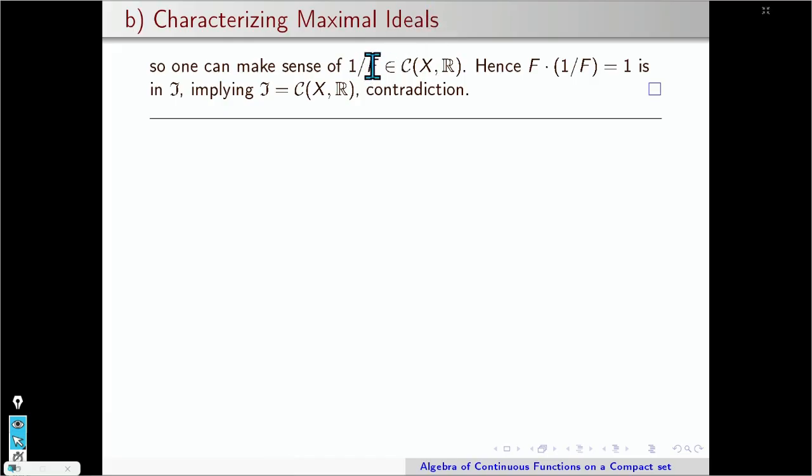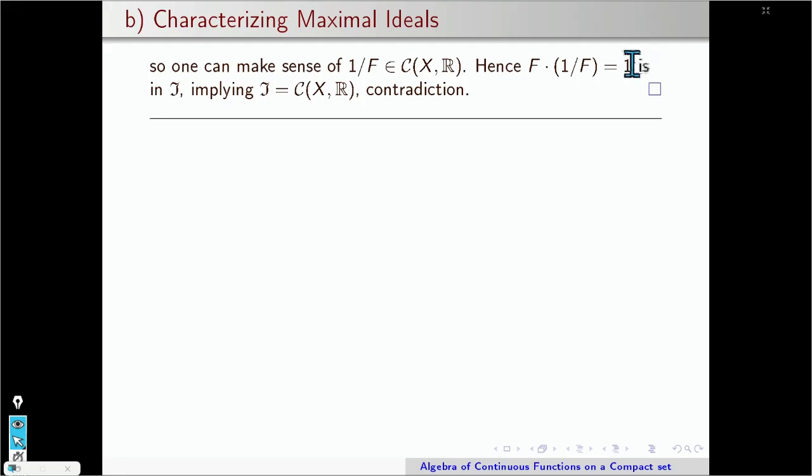Because this capital F never vanishes, we can consider the inverse. It is indeed a continuous function. Capital F is in the ideal, and if we multiply by something else, it stays in the ideal. So we see that the function that is constant at 1, the unit of the algebra, is inside the ideal.